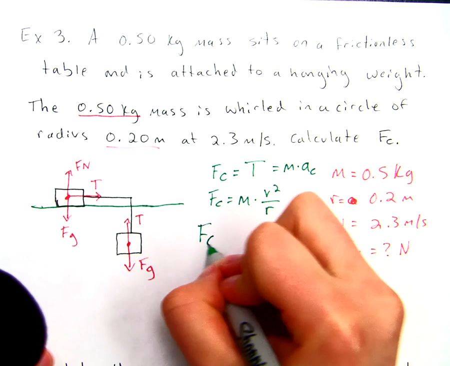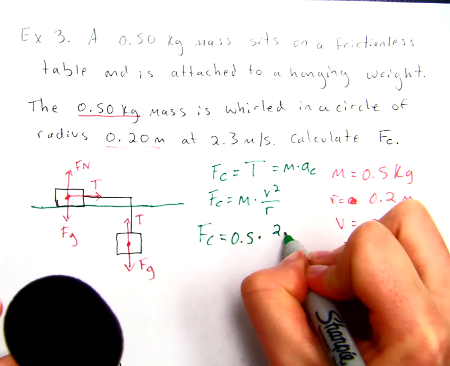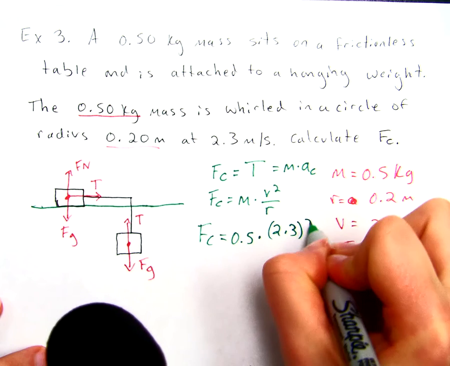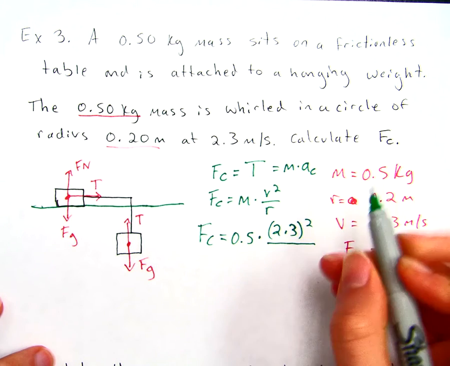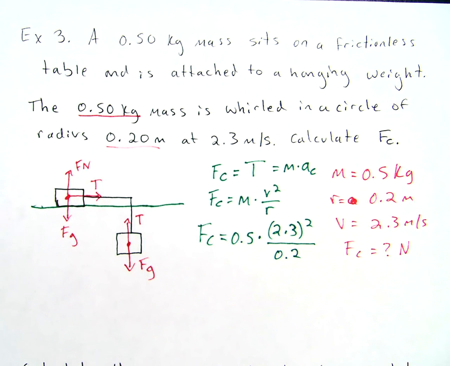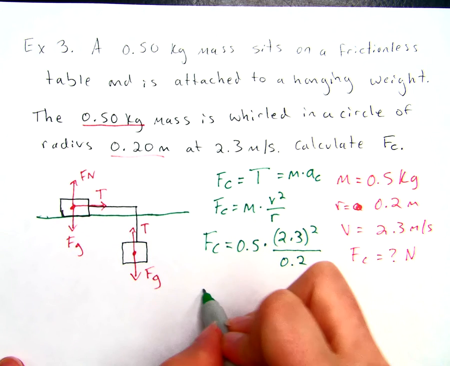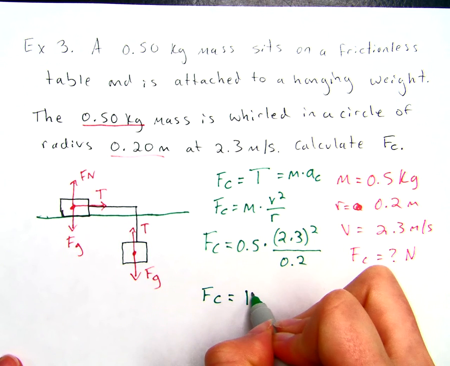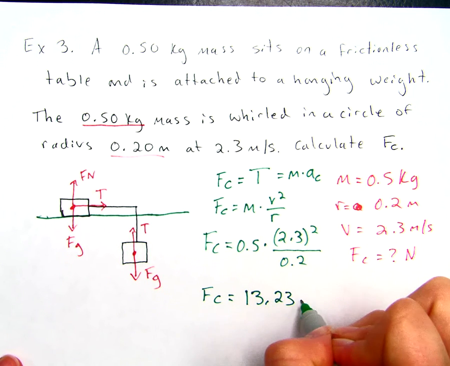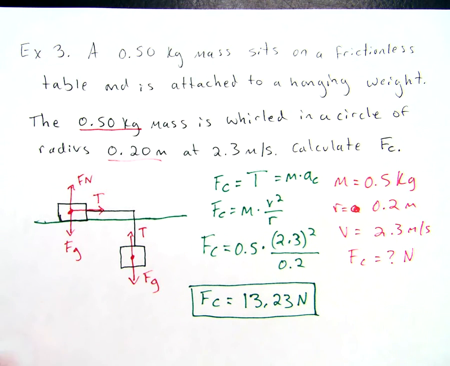From there, you just plug in your numbers. We have our mass, 0.5. Multiply it by your velocity, and don't forget to square, and then divide by your radius, which was 0.2. Be careful with all of these decimals plugging into a calculator. Shouldn't be too difficult, but a lot of mistakes are made when decimals are present. So I have a force of 13.23 newtons. And that would be your answer for this part of the problem.